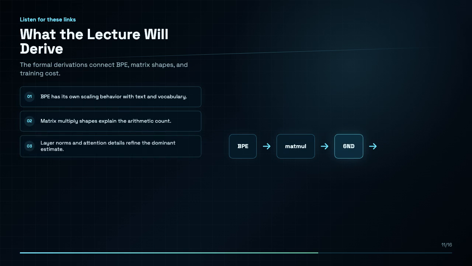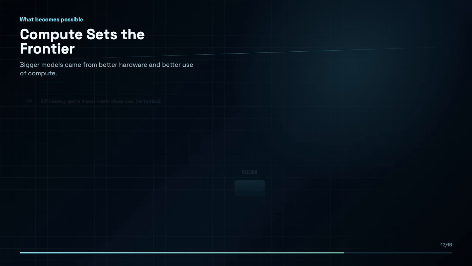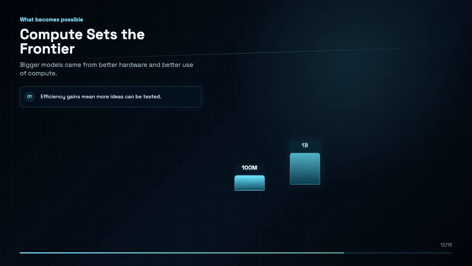Why does this matter beyond the mechanics? Because computational cost determines what's possible. 10 years ago, models with 100 million parameters were large. Today, models with 100 billion parameters are common. This 1,000-fold increase is possible partly because hardware improved, but also because researchers learned to use compute more efficiently. Every percentage point of efficiency gained means bigger models, faster experiments, or lower costs.